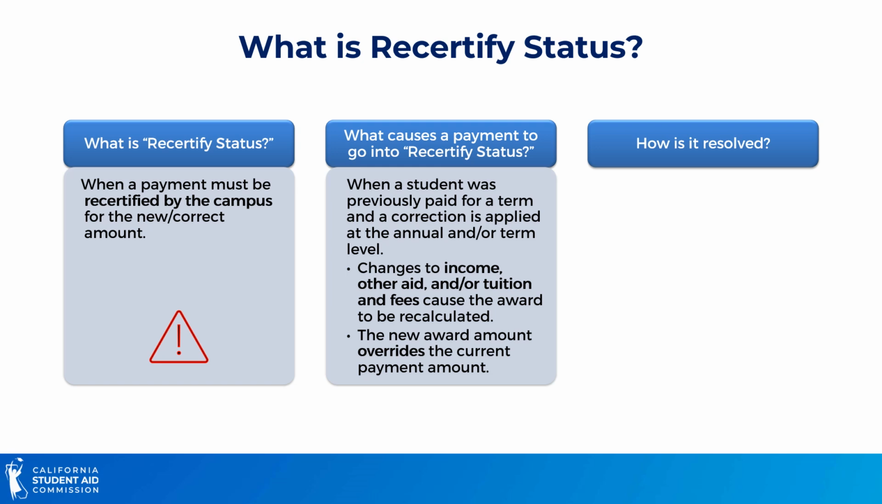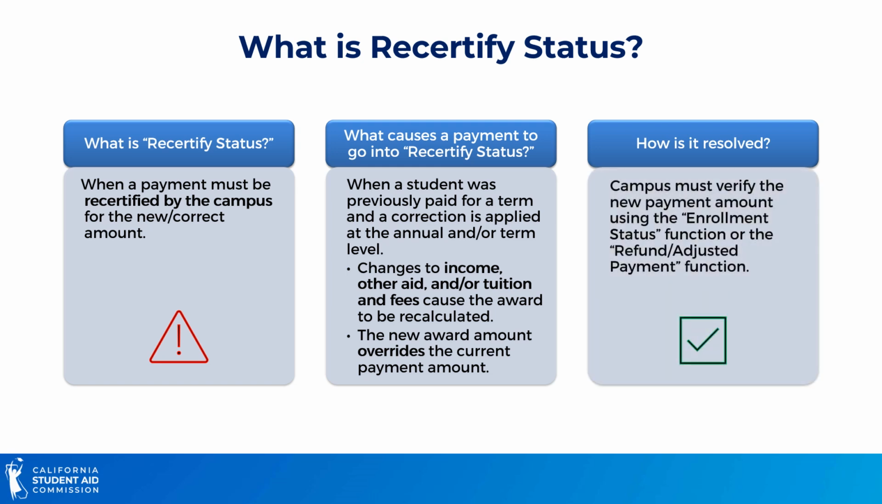How is this status resolved? The school must verify the new payment amount using either the enrollment status payment function or the Refund Adjustment Payment option within the Web Grants MCS Display Roster page.